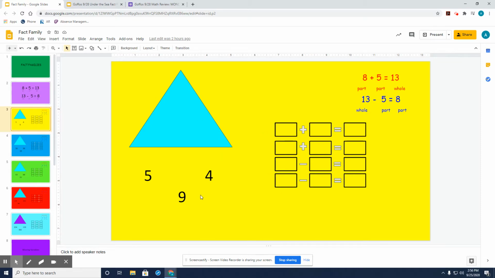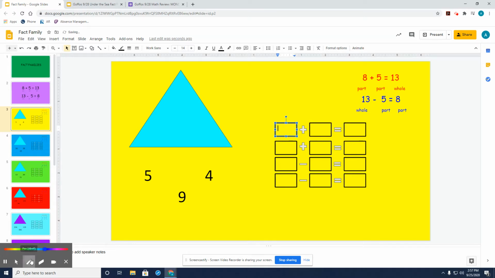So for our fact families, we're working with 5, 9, and 4. So you're given 3 numbers, and you have to tell me the 4 different ways that they fit together. And then I have our little reminder up here about the part plus part equals whole, or whole minus part equals part. So dealing with 5, 4, and 9, I'm going to start putting my 5 here and my 4 here because these are my two smallest numbers. And then they add together to get my largest number.